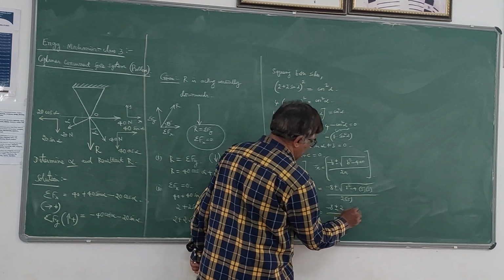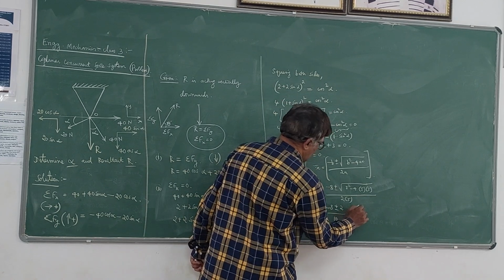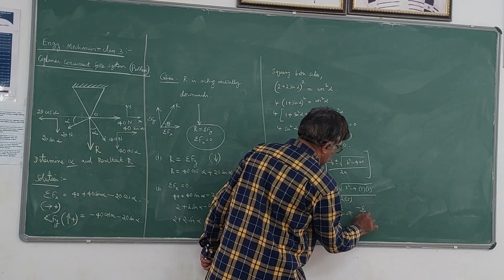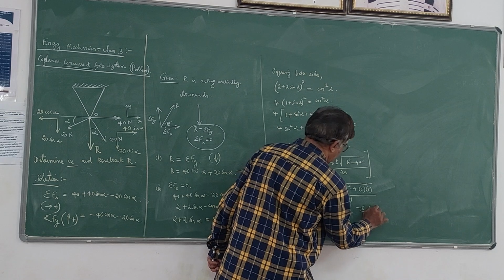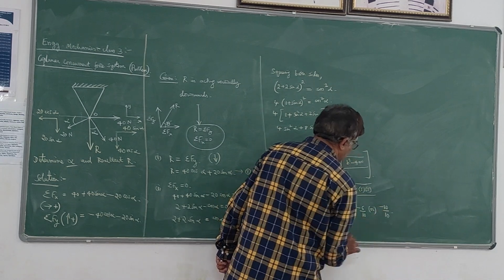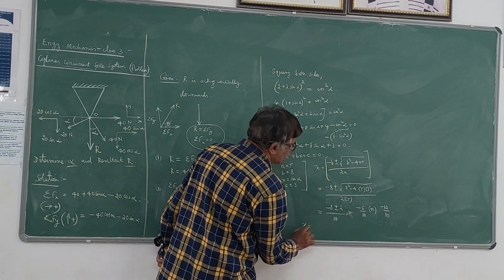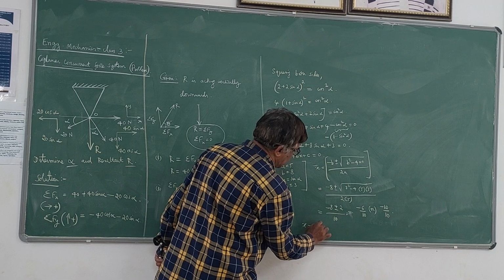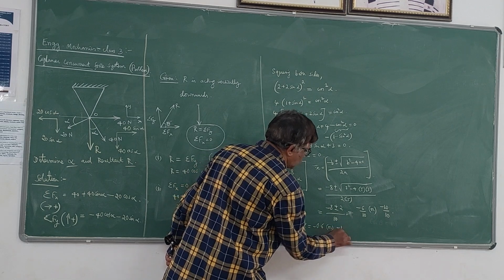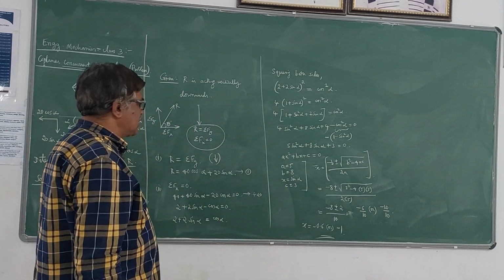So you will get one value, of course negative, which is minus 8 plus 2, that is minus 6 by 10. Another value is minus 10 by 10. So that means x is equal to minus 0.6 or minus 1. These two are the values we are going to get for x.